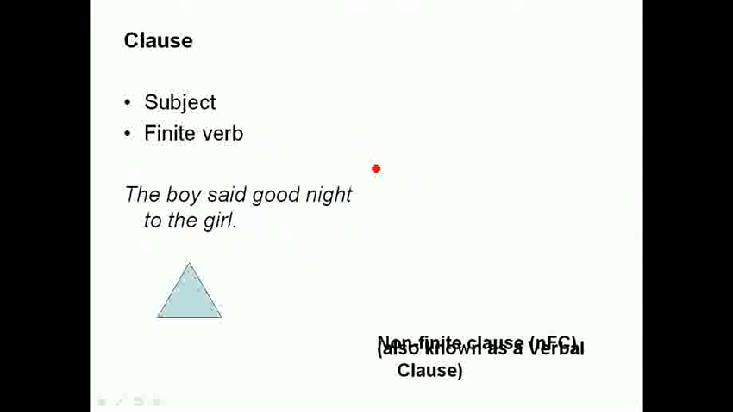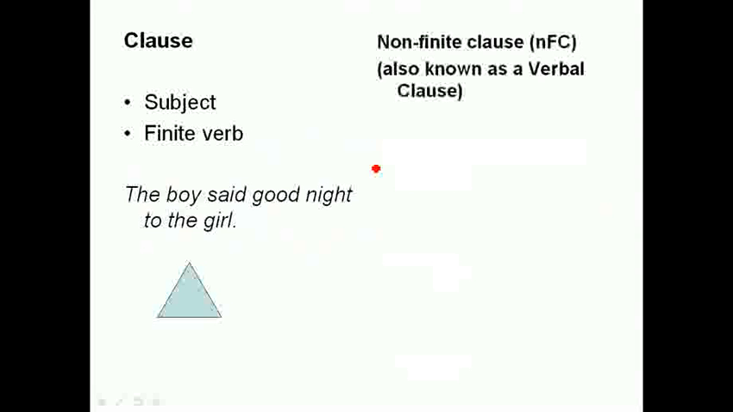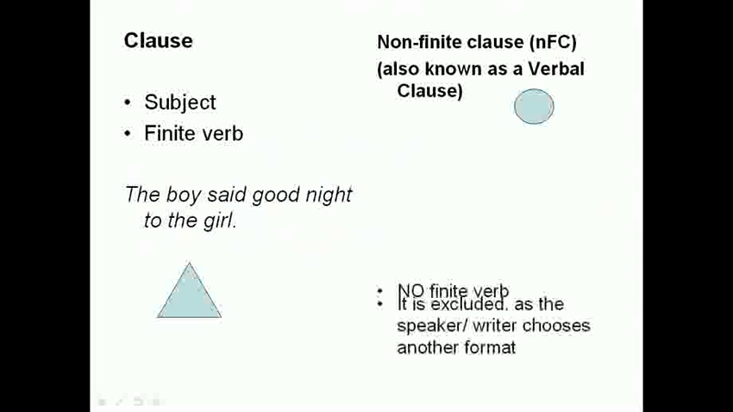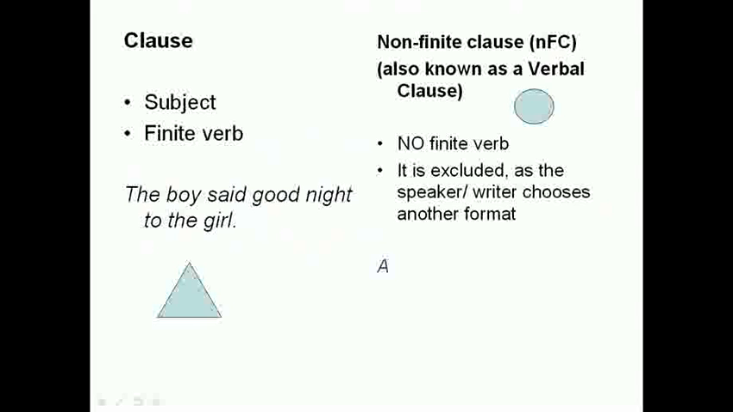So, a clause then has to have a subject and a finite verb, for example. And we can signify this by this symbol, a triangle. And a non-finite clause, which is also known as a verbal clause if you're studying the Grammar to Go coursebook, we use this as a symbol to show that it's a non-finite clause. And this means there's no finite verb. It's been excluded as the speaker or the writer chooses another format.